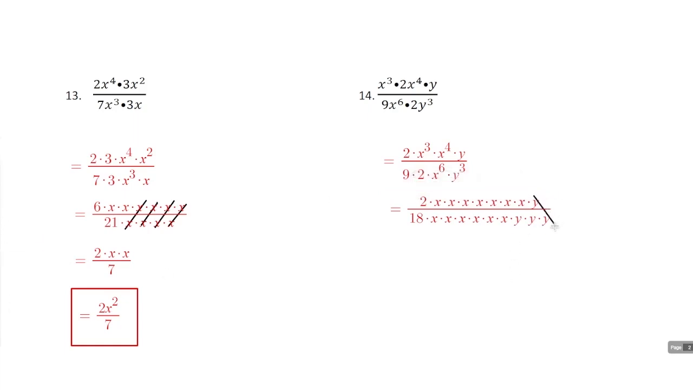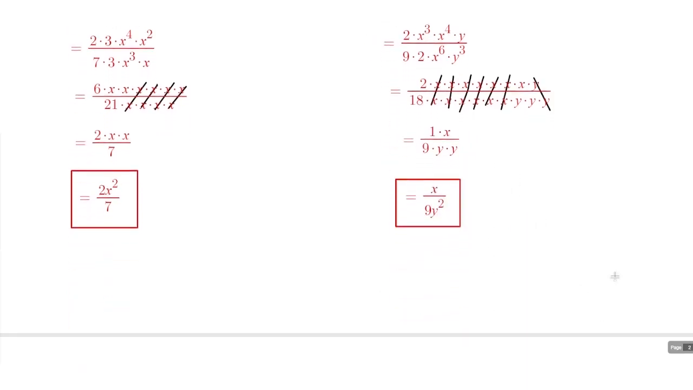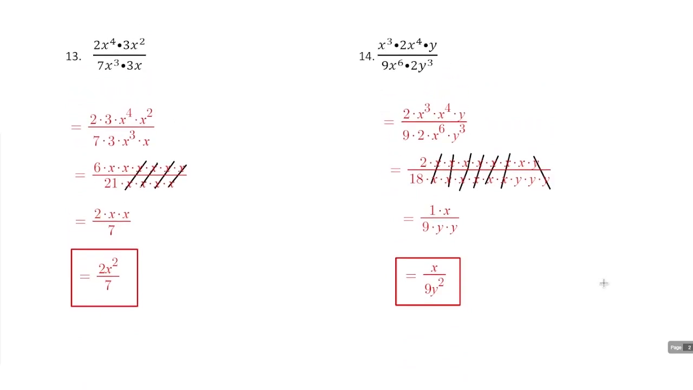We got 1 y is going to cancel out. And as far as the x's go, we're going to cancel out most of these, it looks like. Actually, the only thing we're going to be left with is just a single x up top. So 2 over 18 is going to reduce to 1/9. And then so we have 1 times x over 9 times y. And so our final answer here will be 1x, you don't have to write the 1 because multiplying by 1 doesn't change anything, over 9y squared. Here's your answer for number 14.